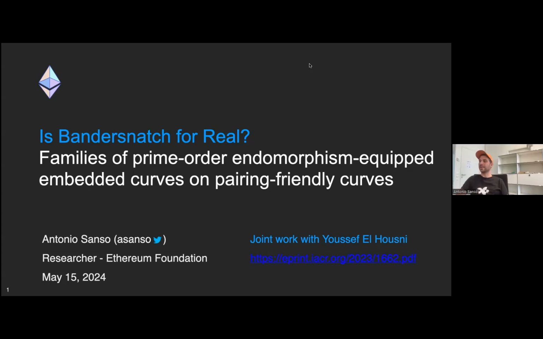Right. Thanks, Rafael. So just quickly introduce myself. As Rafael said, I'm Antonio Sanso, working as a researcher in the Ethereum Foundation team. Today, a little correction to what Rafael said. This talk and the paper are about a follow-up of Bandersnatch, and I hope you understand through the talk why. It's specifically joint work I've done with Youssef El-Housni. It's printed online, and there's a link you can follow.